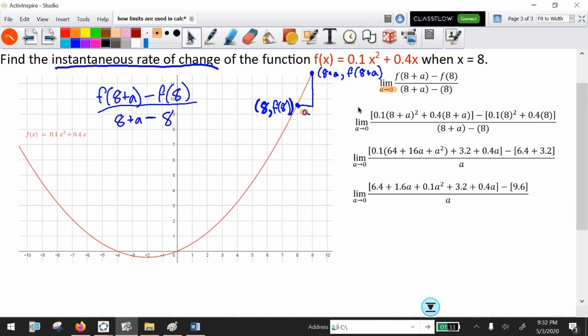We got to take these 2 terms here, combine them. Also, we're going to combine these 2 terms. 1.6a plus 0.4a is 2a. And you can see that this 9.6 here minus this 9.6, they're going to cancel one another out.